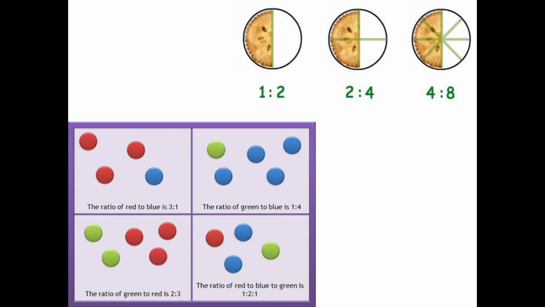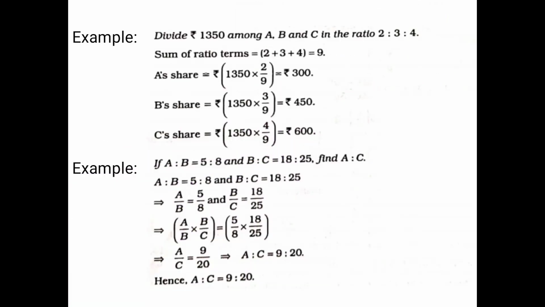I hope everybody is clear in the ratio. Furthermore, we can see some examples. The first example is: divide 1350 among A, B, C in the ratio 2:3:4. So the total amount is 1350. We have to share the amount among A, B, C in the ratio, not in equal shares. We have to share the amount in the ratio 2:3:4, so for A it is a 2 ratio, for B a 3 ratio, for C a 4 ratio. But before that we have to add all the ratios.